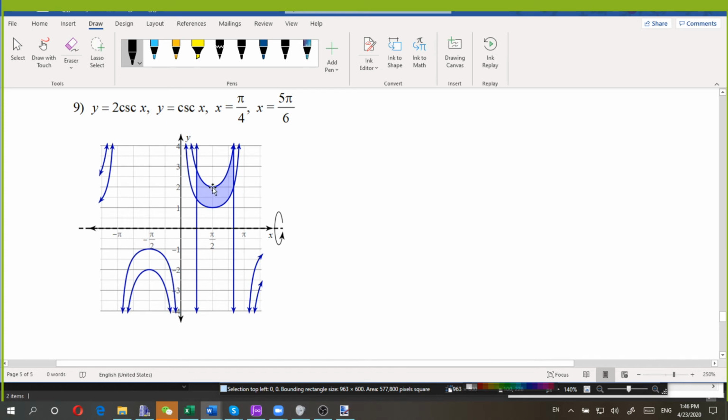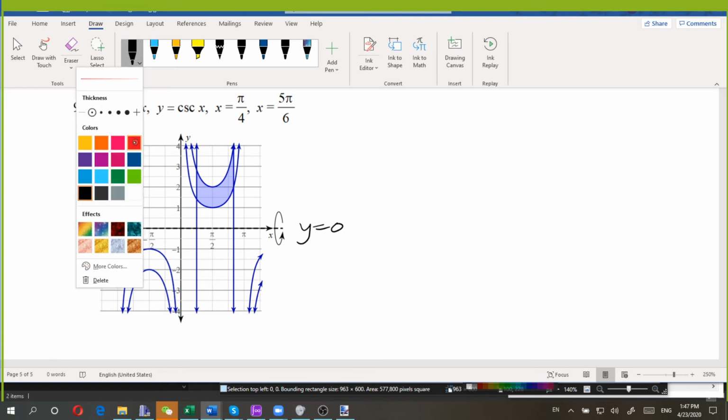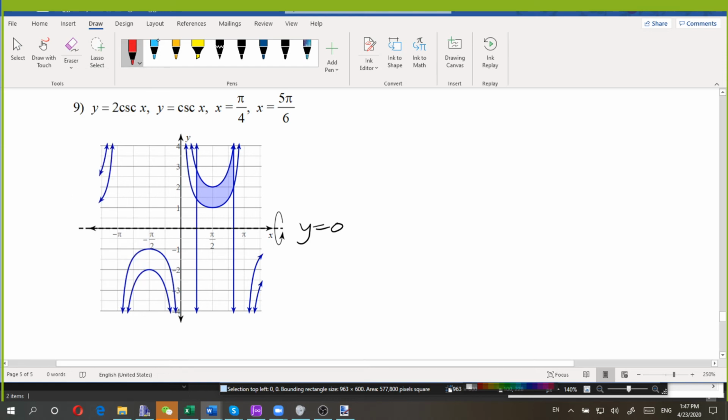So here I've got an area bounded by y equals 2 cosecant x, y equals cosecant x, x equals pi fourths, and x equals 5 pi over 6. I'm spinning around the axis y equals 0. So is this similar to the homework we did recently? So it'll be y is equal to 2 cosecant x minus cosecant x. 2 cosecant squared minus cosecant squared. I don't know if I can change the colors here, but okay.